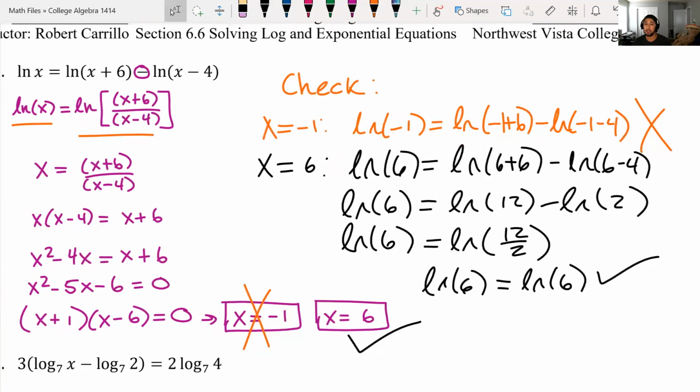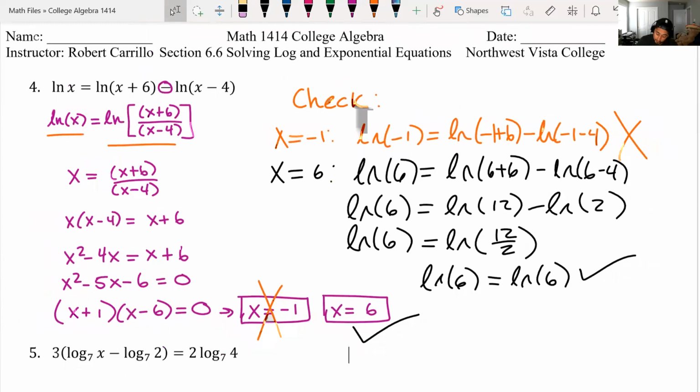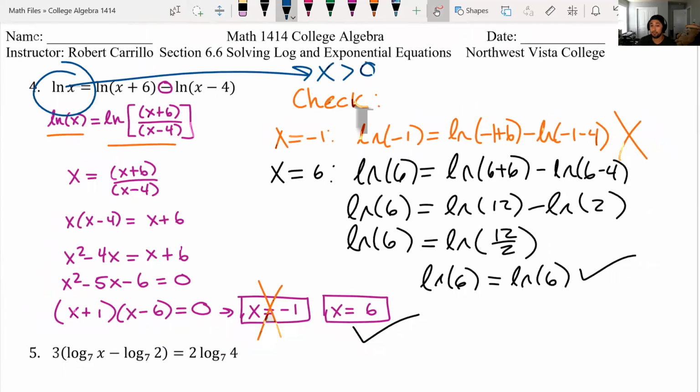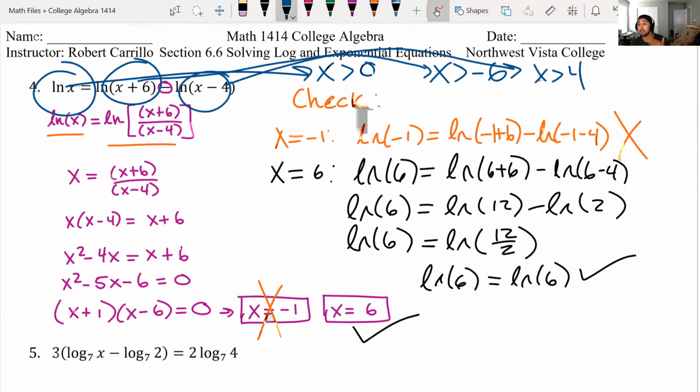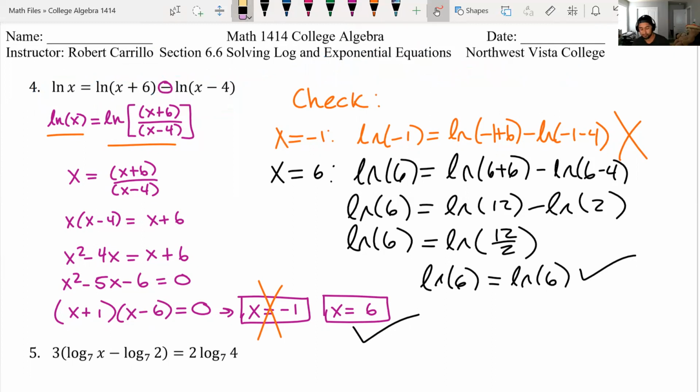And if you were to check domain, well, the domain of the first log, I'll just write it and erase it real fast. The domain of that log is x greater than 0, which means you couldn't plug negative 1 in even if you wanted to. The domain of this log is x greater than negative 6, and the domain of that log is x greater than 4. So those domains tell you what numbers you can actually plug into those log functions. Like I said, it might be easier just to plug the number in. Whichever you prefer. Okay, let's keep moving.